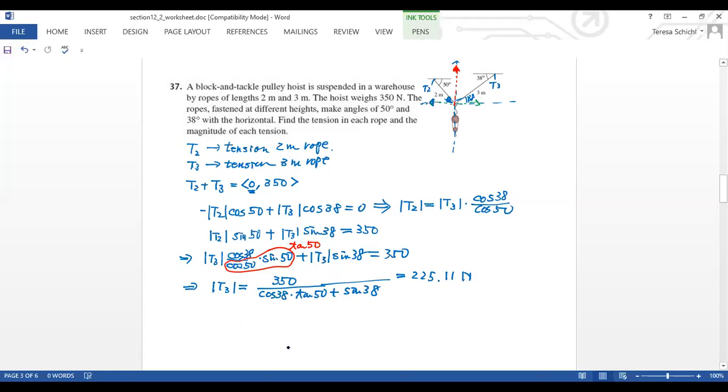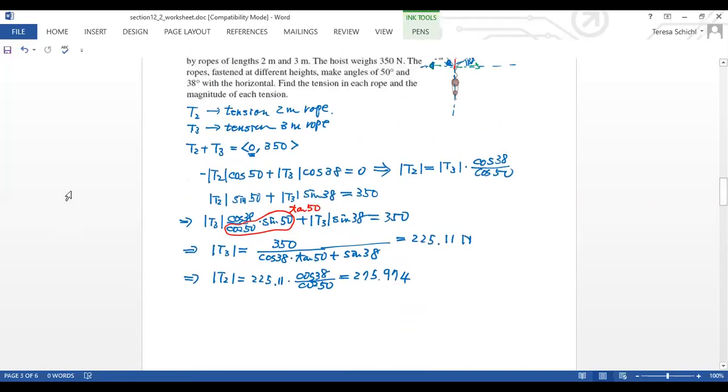Okay, after you got T3, then I can put it into T2. So the magnitude of the T2 will be 225.11 times the cosine 38 over the cosine 50. And you will get 275.974. Okay, so this is the magnitude of that rope, right?